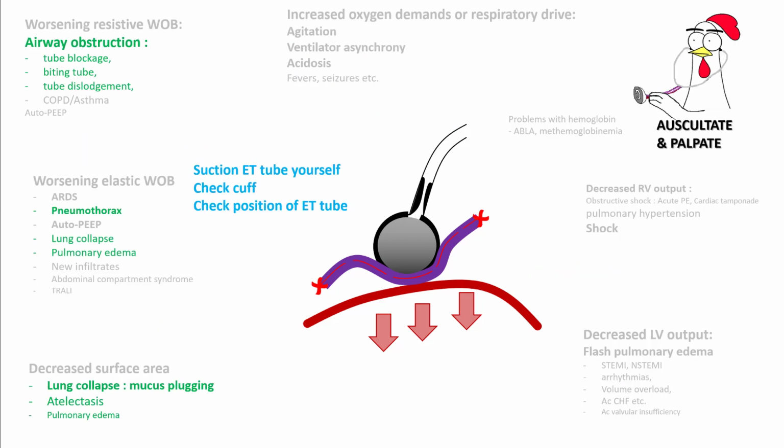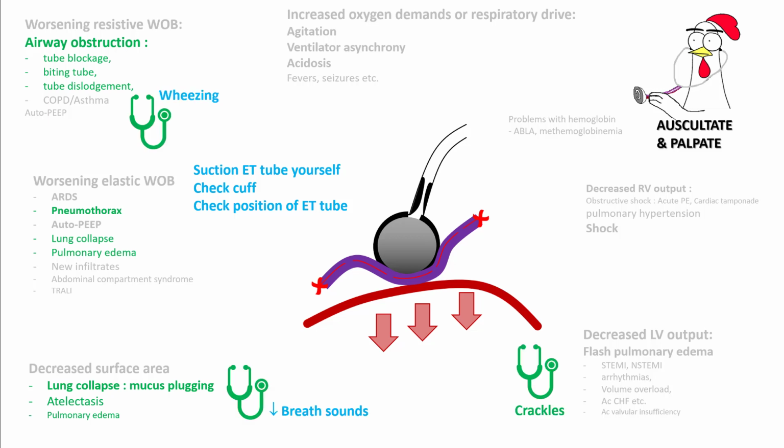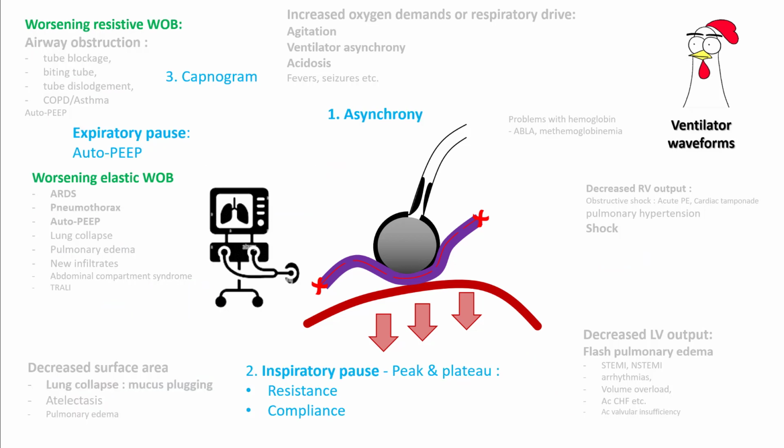Always suction the endotracheal tube yourself and check the cuff. Make sure that you also look at the position of the endotracheal tube because ET tube dislodgements and movements are pretty common. Auscultate for wheezing, decreased breath sounds and crackles, and make sure you auscultate the lung bases as well. Always palpate the abdomen and check for abdominal distension. Palpate hands and legs to see if they are in warm or cold shock.